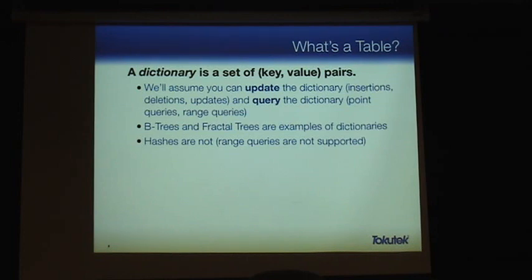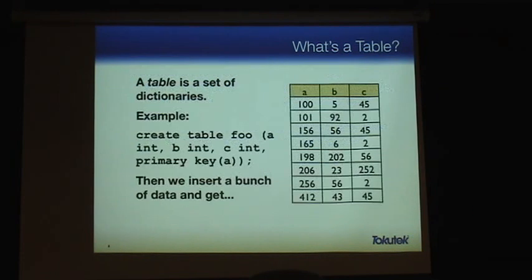We'll assume that you can update the dictionary: you can insert, you can delete, you can run updates. And you can query the dictionary: you can do point queries where you select an element that's exactly equal to the key, and you can also do range queries. For instance, I could find all the elements where a key is between two values. B trees and fractal trees, which I'm going to be referencing a couple of times, and which is the data structure used in TokuDB, are examples of dictionaries. Hashes, on the other hand, are not, because range queries are not supported.